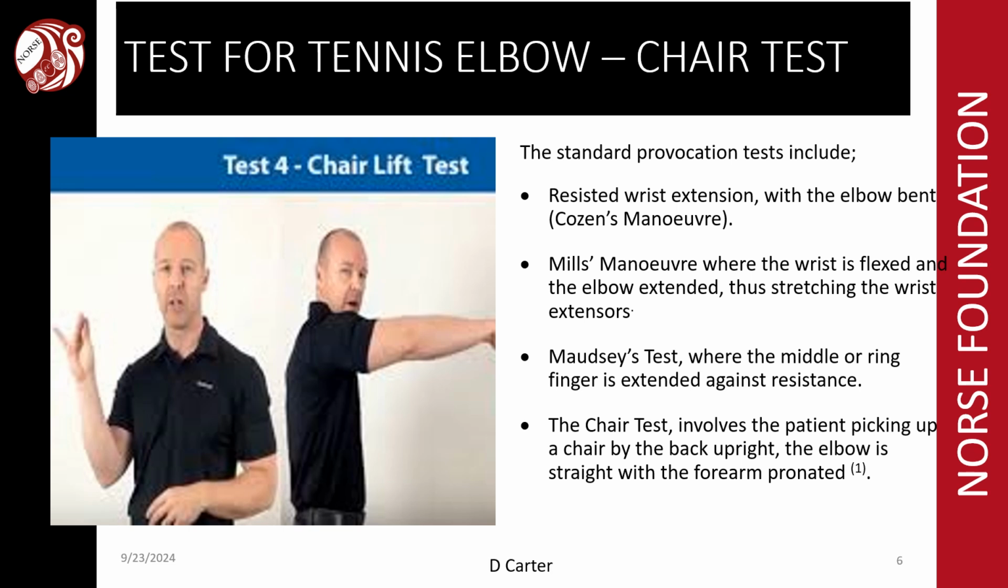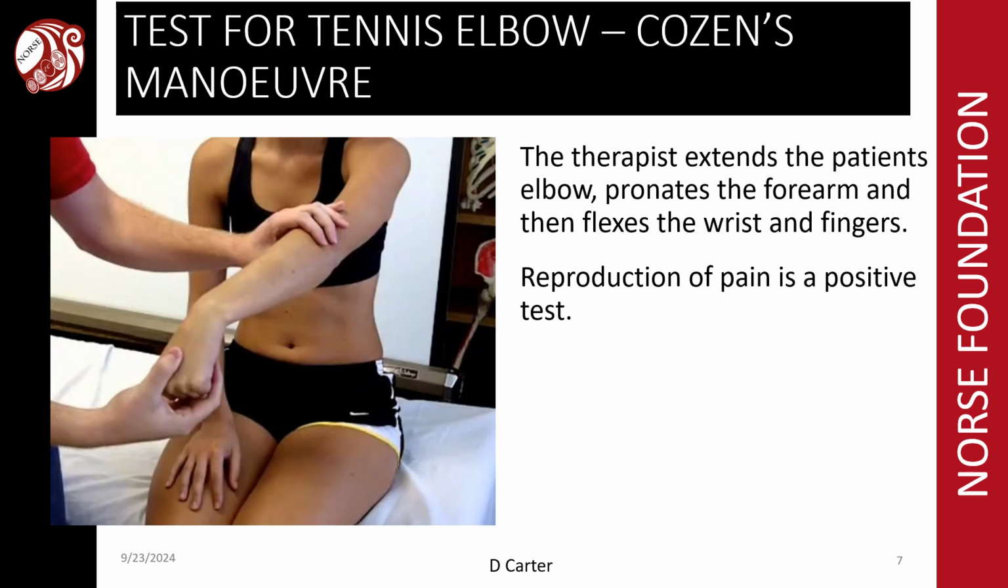Right, standard tests for tennis elbow are listed below. We've got the resisted wrist extension, which we'll talk about more in a moment, Mill's maneuver, Maltz's test, and then this one here is specifically the chair test. What happens is that you pick up a chair, like this guy in the picture, and you find that it causes a severe amount of pain through the elbow itself.